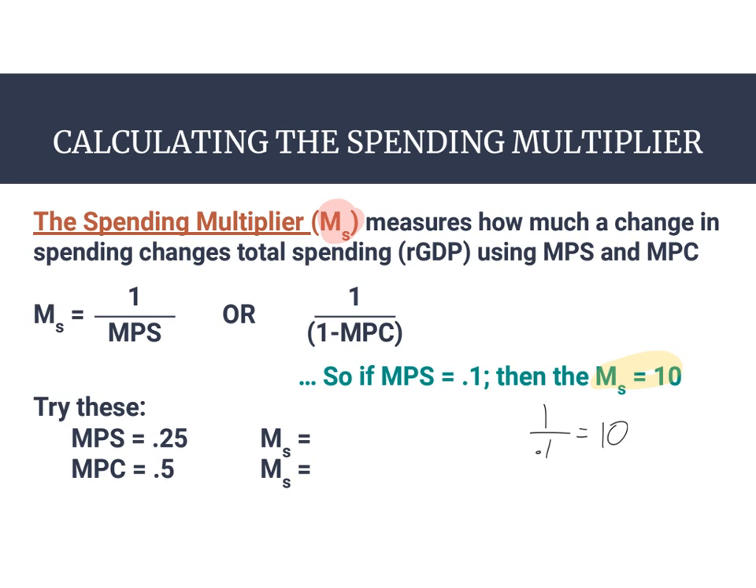All right, well, to find that out, you just put 1 over 0.25, and that'll come out as 4. So the spending multiplier is 4.